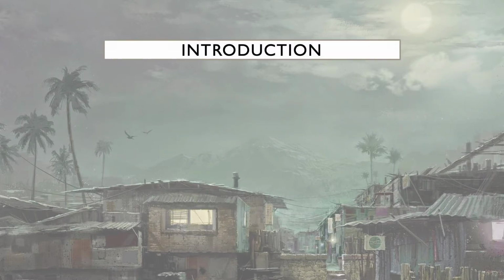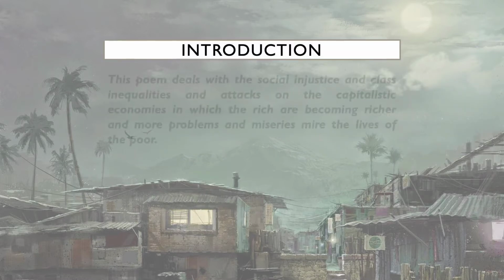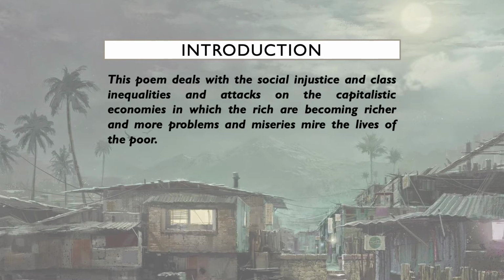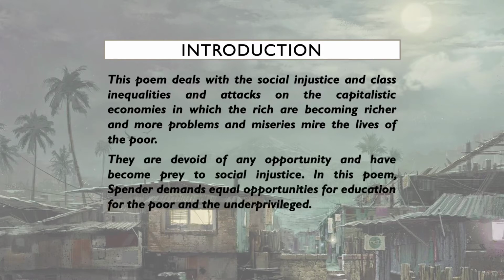Now, let's have a brief introduction about the poem. This poem deals with social injustice and class inequalities and attacks capitalistic economies in which the rich are becoming richer and more problems and miseries mire the lives of the poor. They are devoid of any opportunity and have become prey to social injustice. In this poem, Spender demands equal opportunities for education for the poor and the underprivileged.